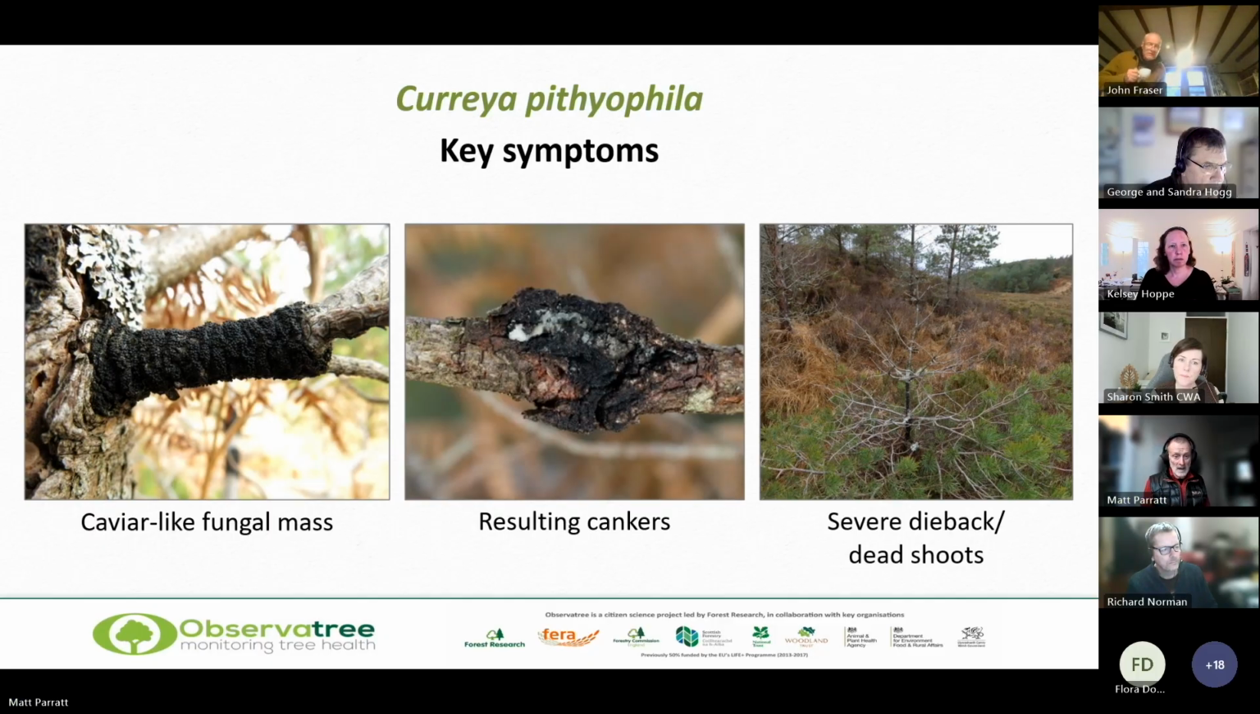Now, as it becomes established, you end up getting cankers. That can then affect nutrient and water transport to other parts of the tree. Dead young trees are incredibly difficult to photograph, but the photo on the right there shows a little Scots pine with severe dieback and dead shoots. So this is a good one to get started on, certainly, because that caviar-like fungal mass is really quite visible. So if you find that kind of thing, please.